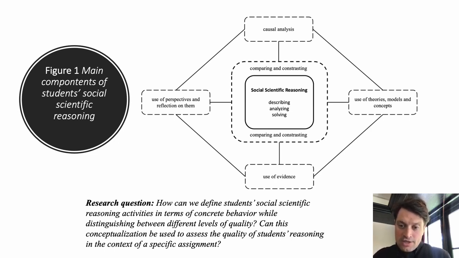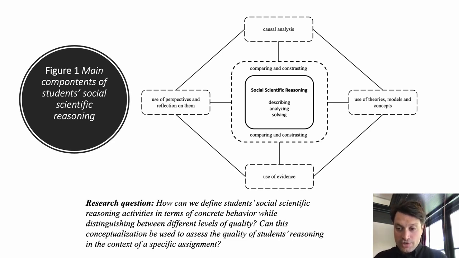At first, causal analysis involves students understanding the multiple causes and consequences of a problem, and second, the use of evidence requires students to support their claims with relevant proof. Third, the use of social scientific concepts, models, and theories that can help students understand and analyze social problems.